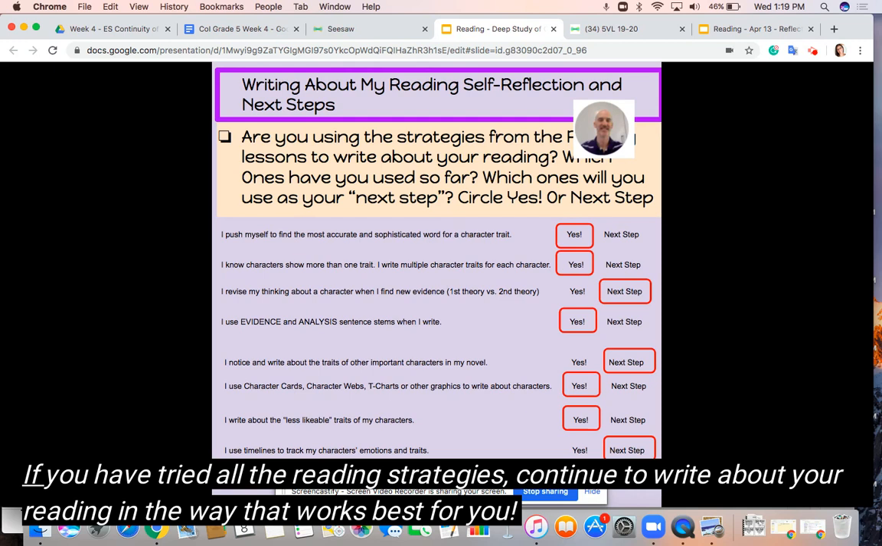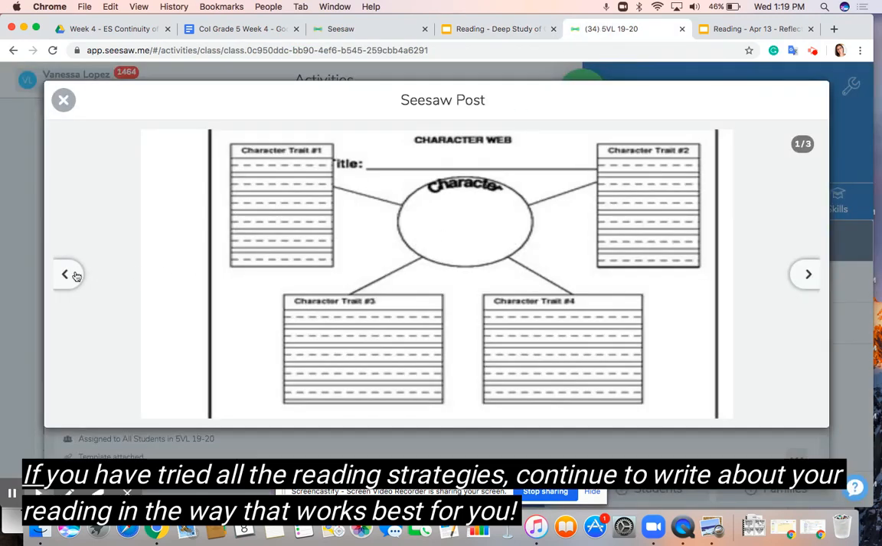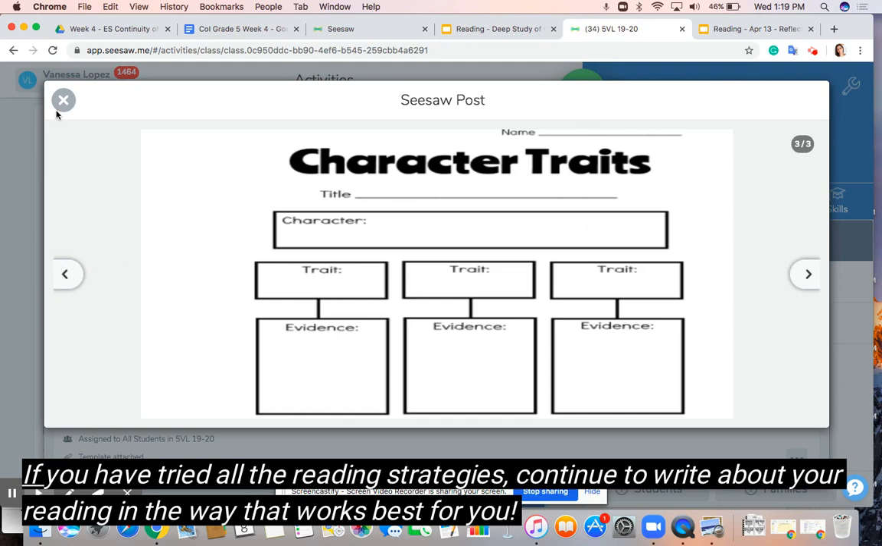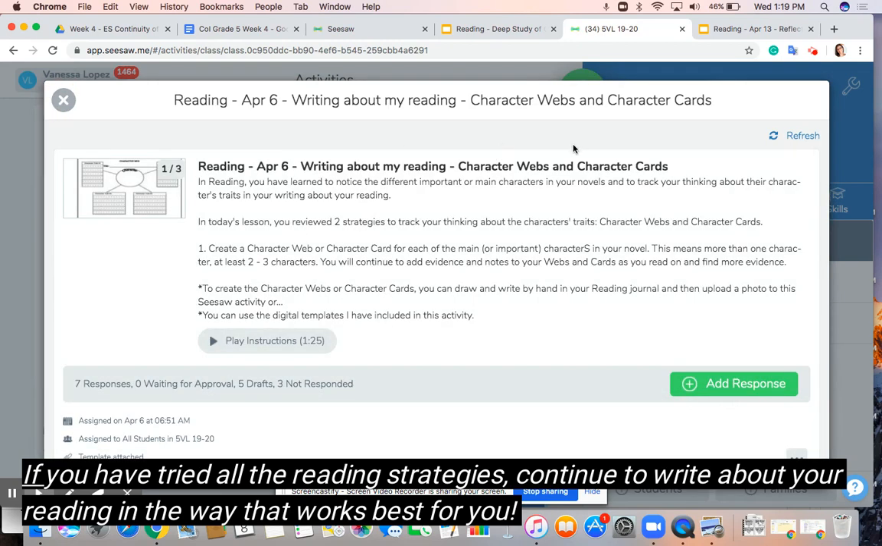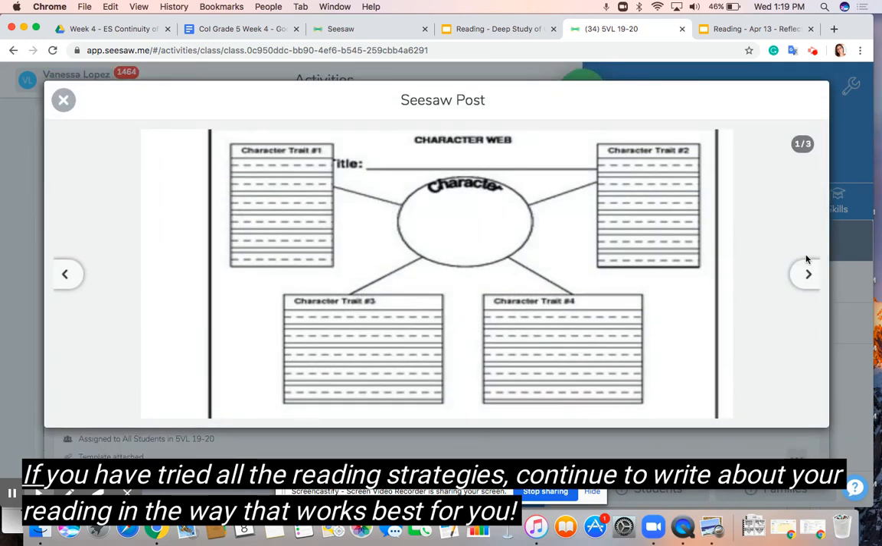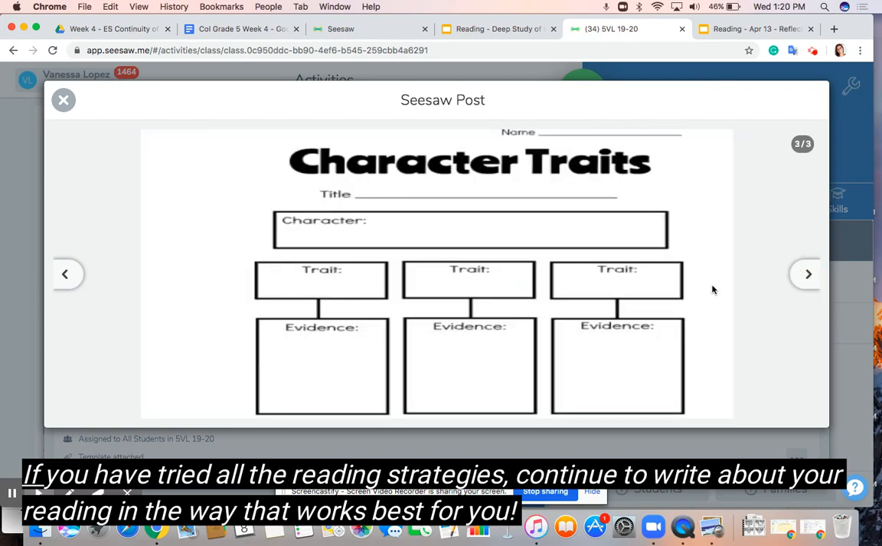For example, maybe he should spend some time revising his thinking about a character now that he's probably collected new evidence. And Mr. Elliott should probably notice and write about the character traits of the other important characters in his novels. Which reminds me, remember, you can go back to your Seesaw activity, the character webs and character cards Seesaw activity, and continue to add information to your character webs, character cards, or the other graphic organizers in this Seesaw activity.